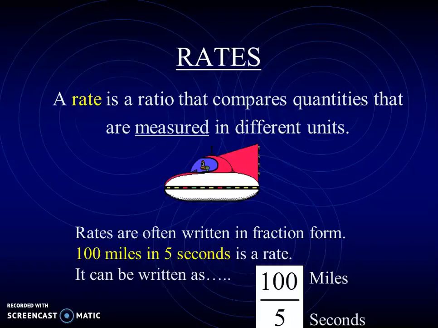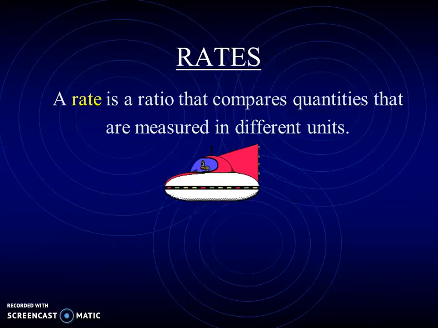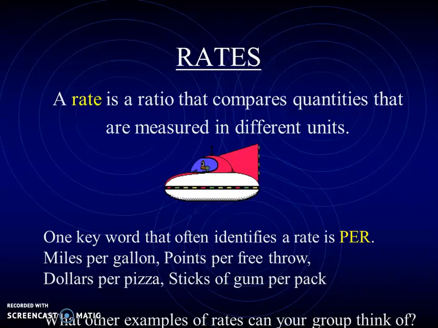These are also written in fraction form. 100 miles to 5 seconds can be written as 100 over 5, 100 miles over 5 seconds. So it looks like a fraction.